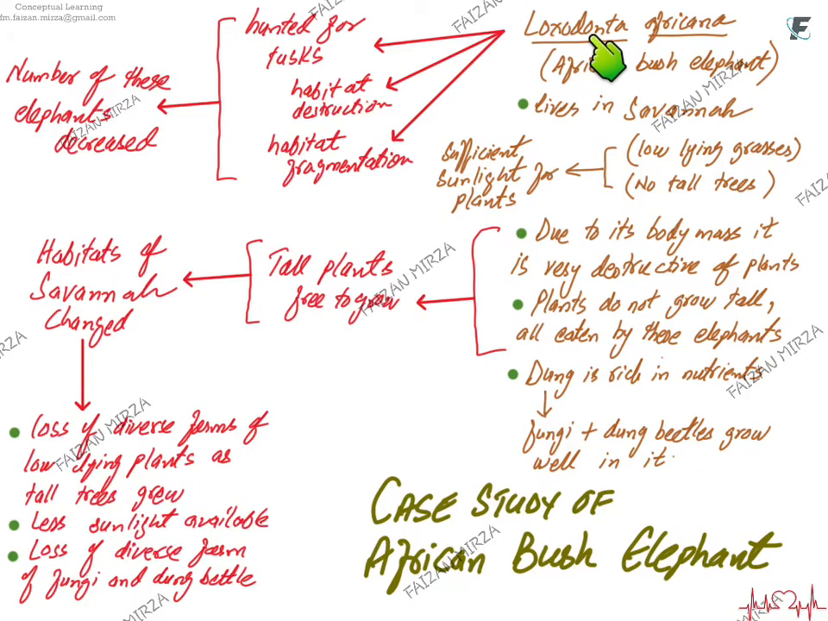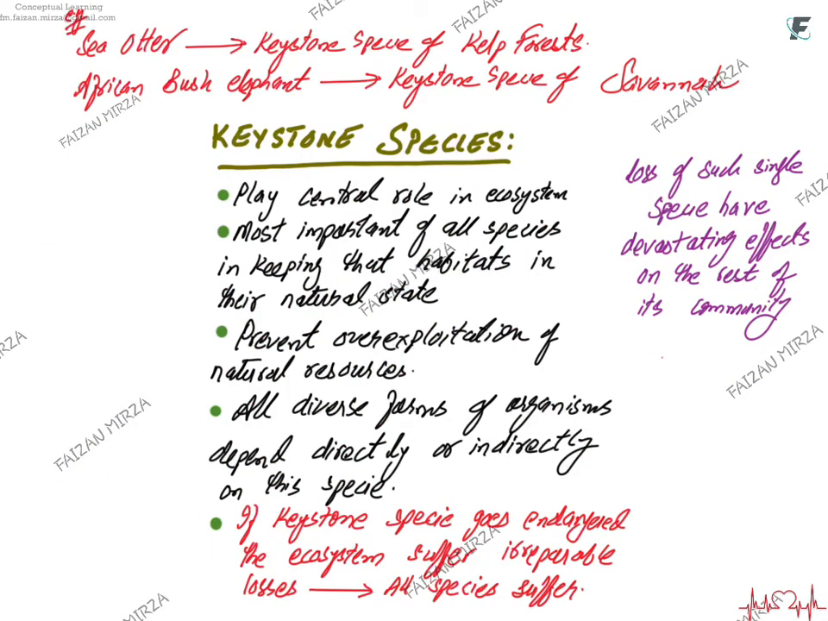So once this Loxodonta africana, this African bush elephant, was removed from that habitat, or its number reduced, it became endangered. The entire savanna, this entire region, turned into a different kind of habitat where the life forms change, and the native life forms started to suffer.